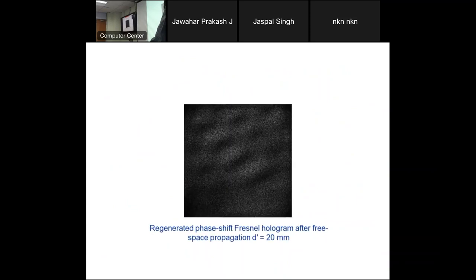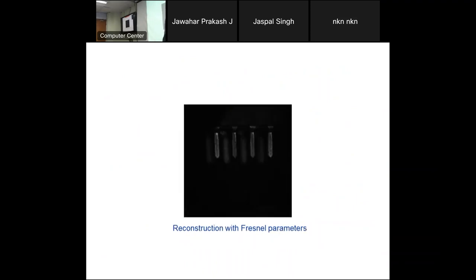This one and this one. Phase shifting, propagated further. So if I don't show you, I show you this one, I'll show you the other one, you won't be able to differentiate. There is some hologram, some interference pattern. But this hologram has been created from the previous one after propagating it for a 20 millimeter distance. And if you reconstruct that hologram, this is what the object is.